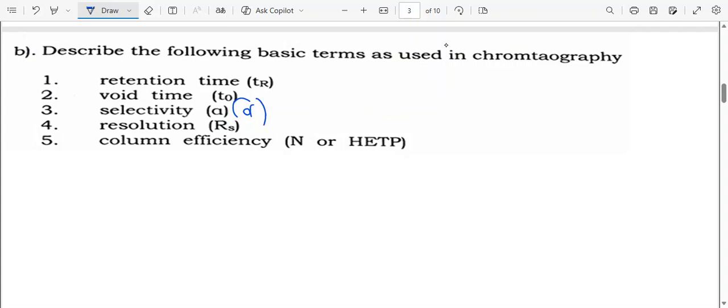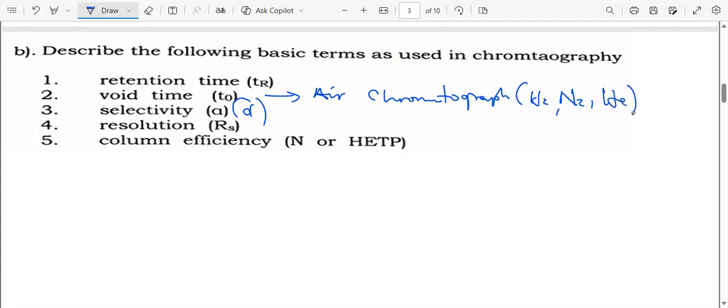By the way, before I go on, let me give a clear picture of the void time. Imagine air in a gas chromatography. That air also travels with the mobile phase, which is the selected gas, such as nitrogen. We have also other gas carriers such as helium.